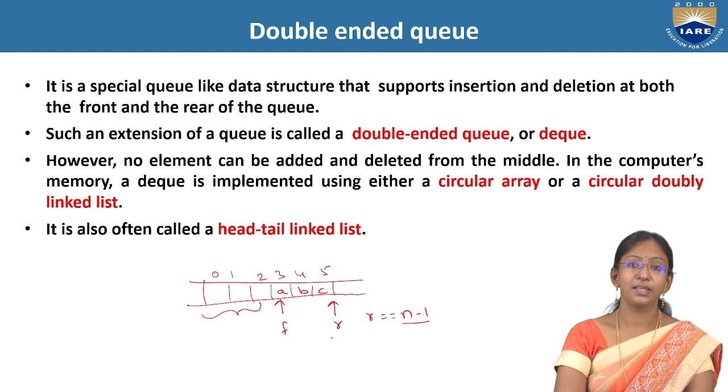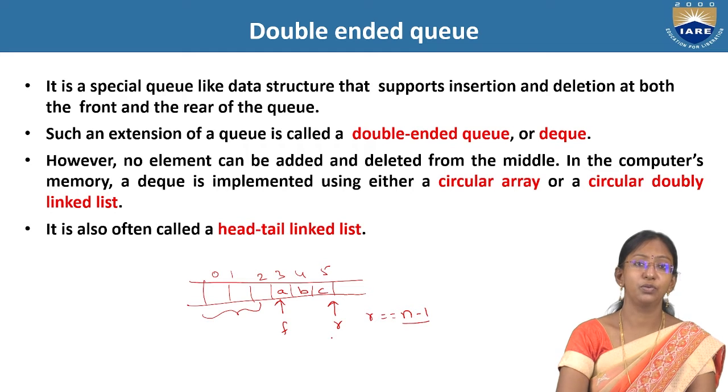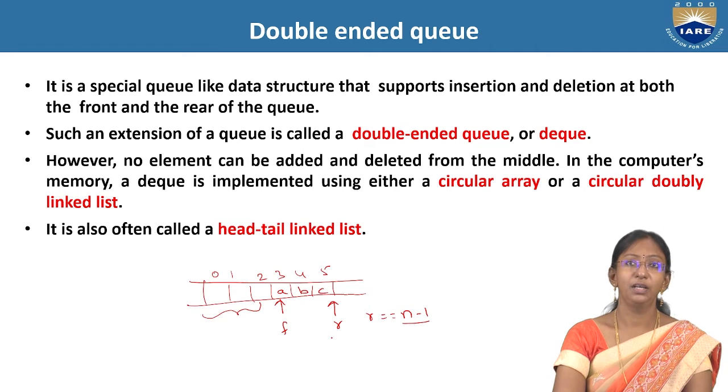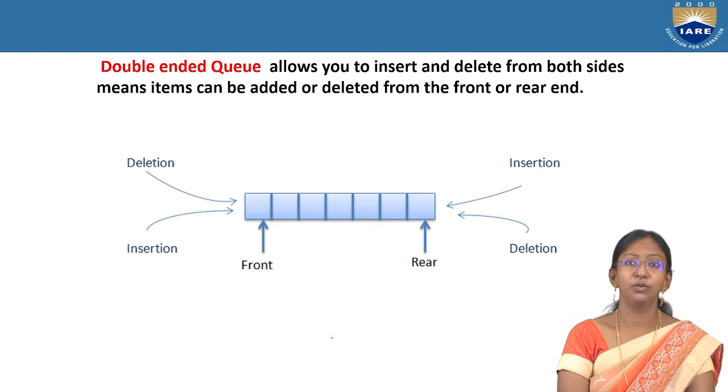It is often known as a head-tail linked list, right? It is implemented using circular queues. Basically it will be circular in nature. What it means is the last node will be pointing to the first node, right? Let's have a look at this picture.